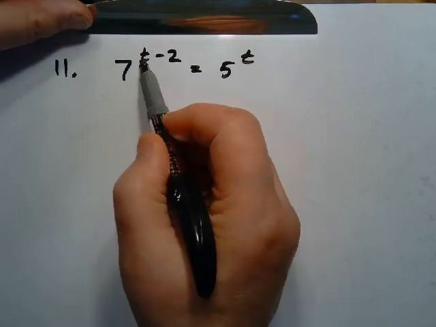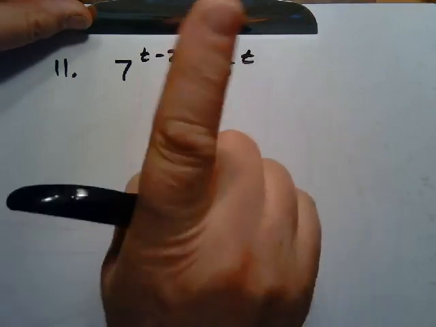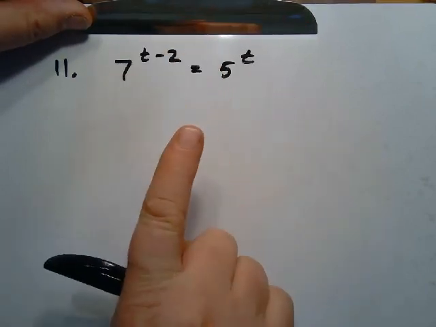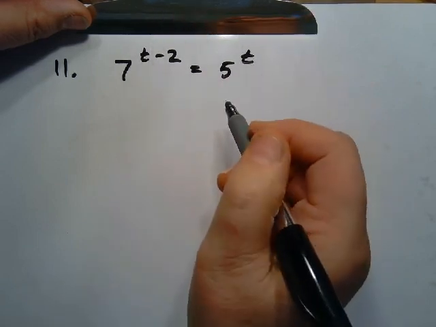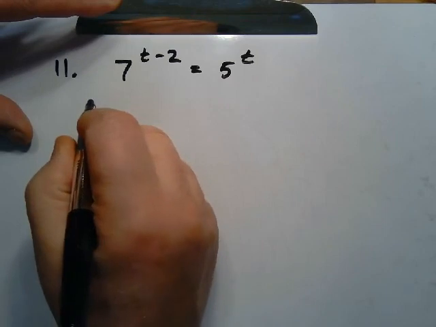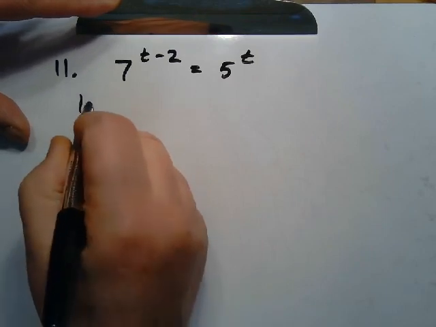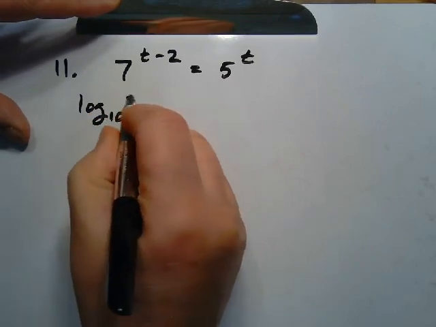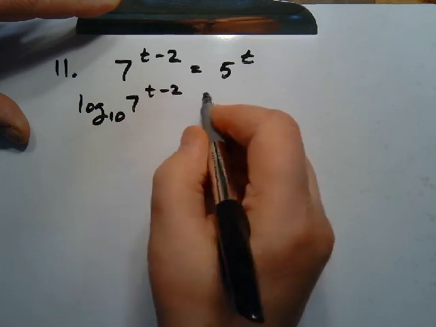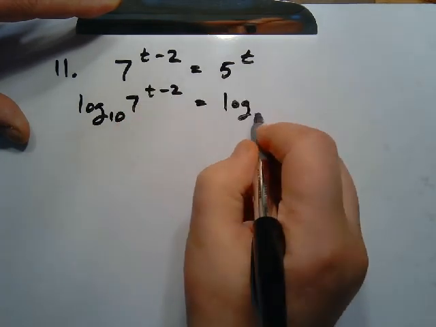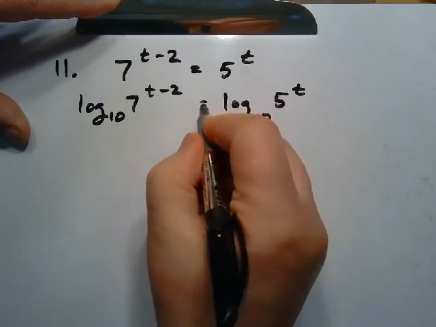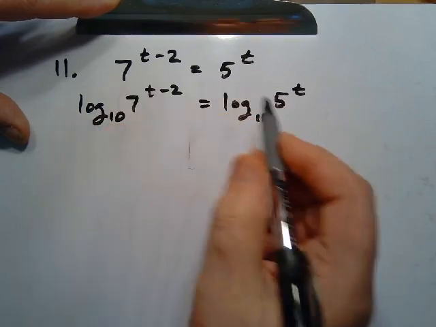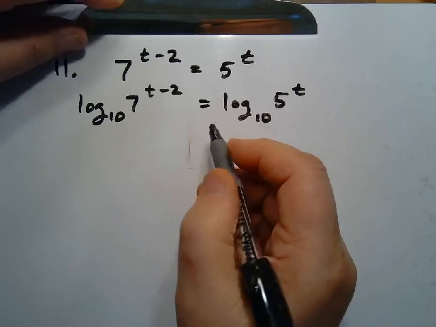But in order to solve for a variable, I have to get that variable alone. I have to be one variable. So I'm going to have to find a way of getting these two together. Well, once again, we're going to take the log base 10 of both sides. So let's go log base 10 of 7 to the t minus 2 and log base 10 of 5 to the t. Now, as before, these exponents will come down if we drive them around to the front and multiply.